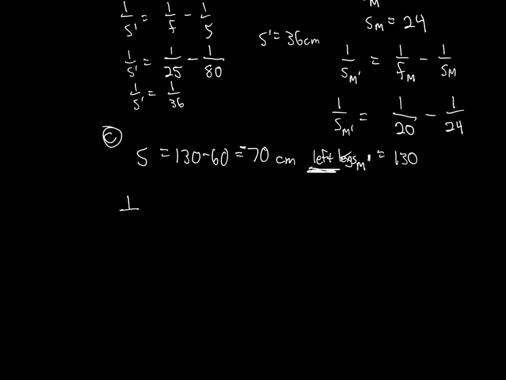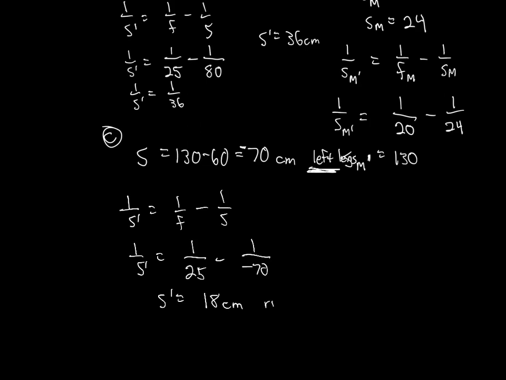So now I have 1 over S prime equals 1 over F minus 1 over S. What focal length do I use? The lens. Minus 1 over negative 70. Plug and chug your numbers in. I get 18 centimeters. I get positive, so I'm 18 centimeters to the right of the lens. Okay. That is number 74.